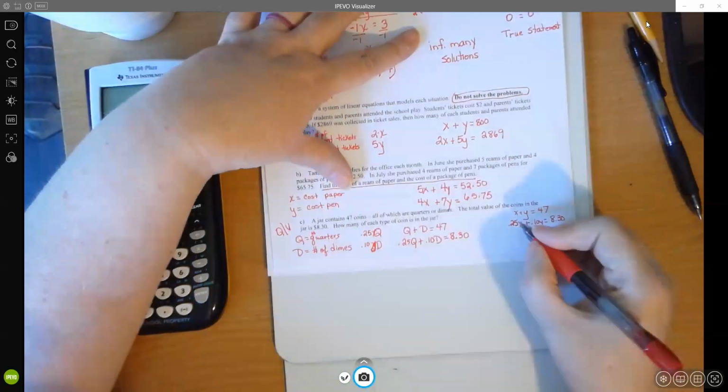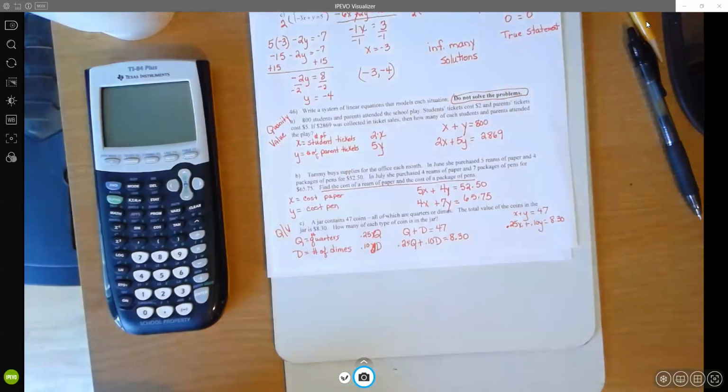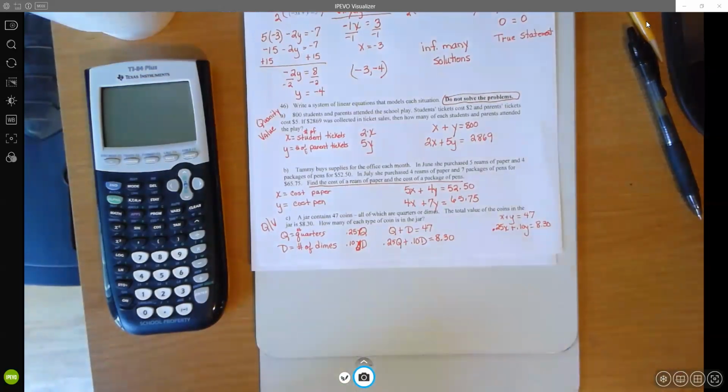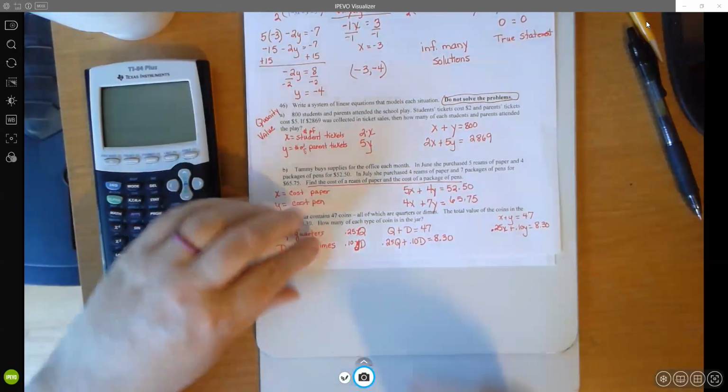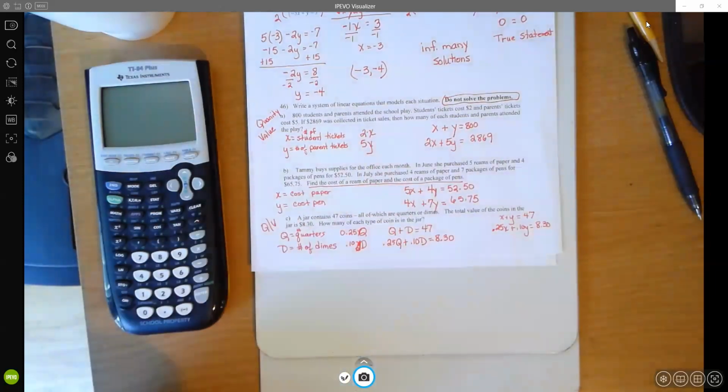Notice that you need to use the decimal there because it is in dollars, and it's not 25, it's 25 cents or 25 hundredths of a dollar. So that does need to be 0.25, which would be your quarters, and 0.10 of your dimes. And so there's your equations.